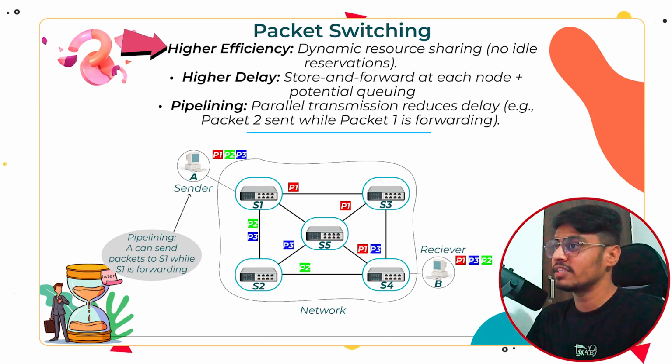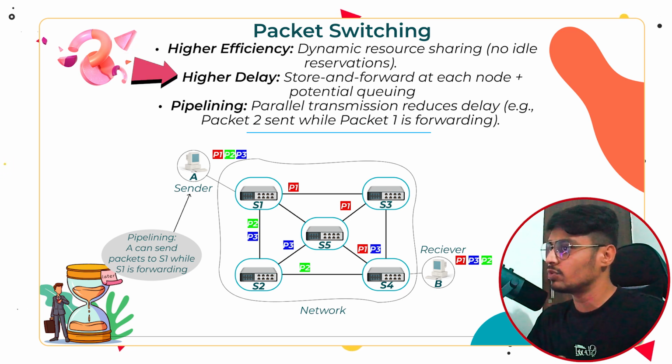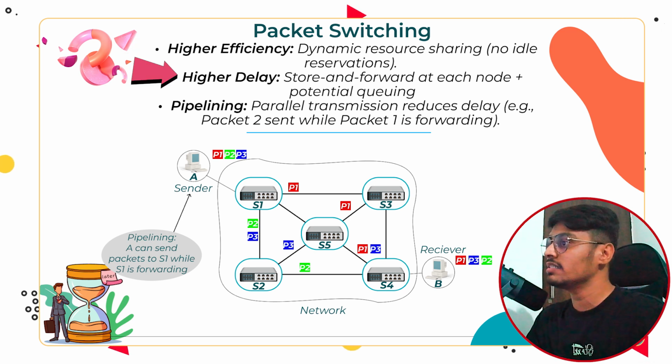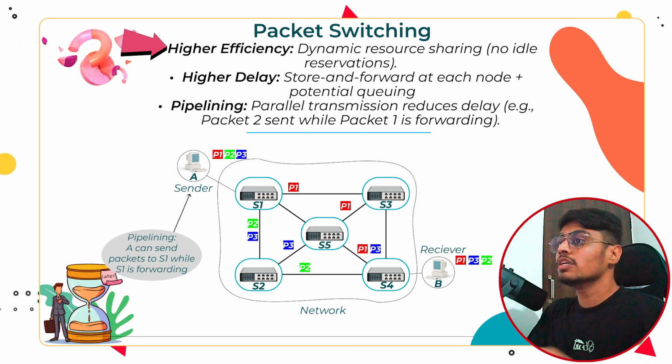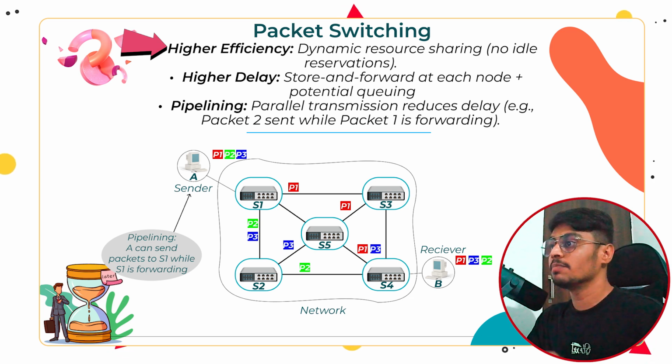Now, next point is packet switching has higher efficiency but more delay compared to circuit switching. In circuit switching, if a connection is reserved but not used, like when a phone line stays idle, resources are wasted. But packet switching avoids this by dynamically routing packets.